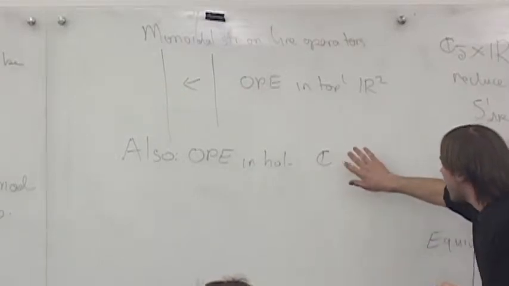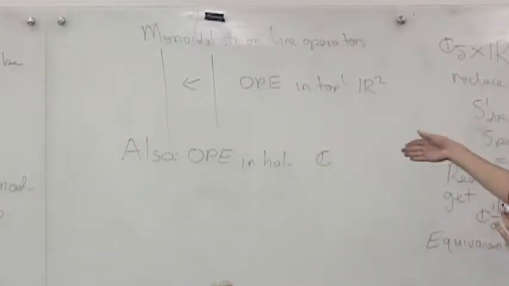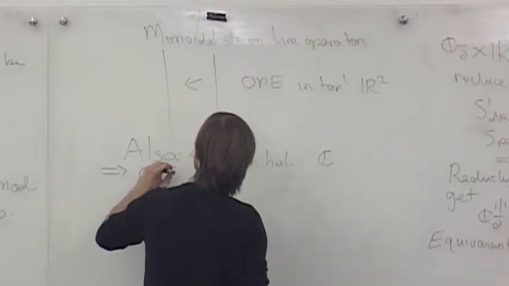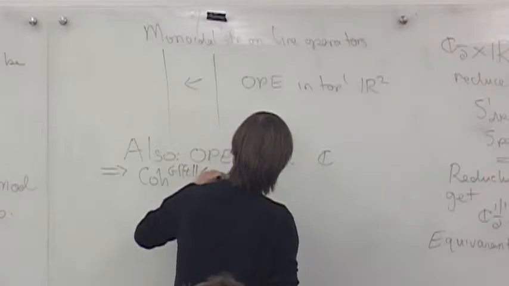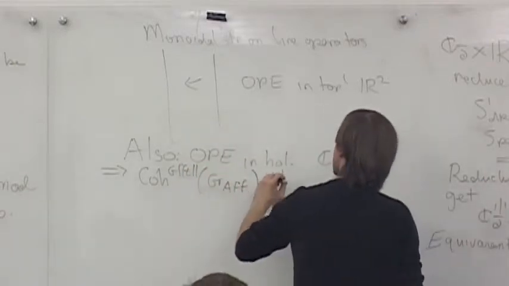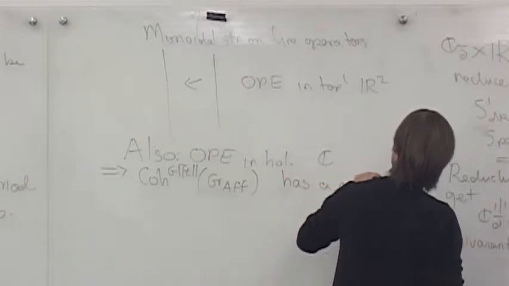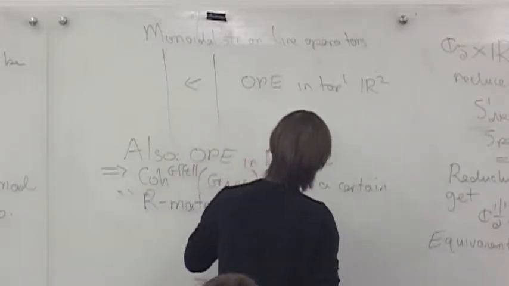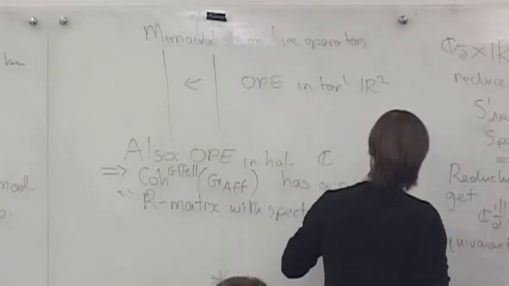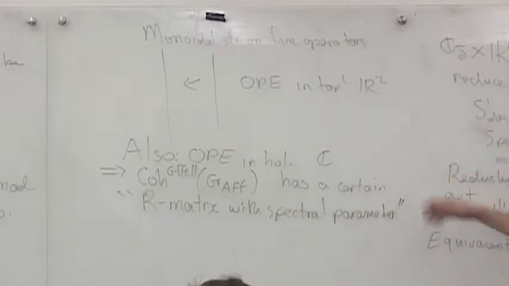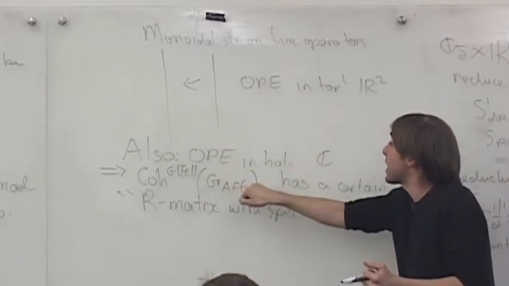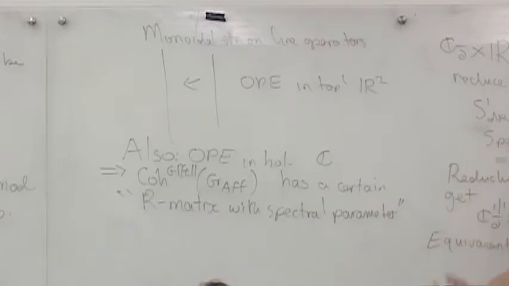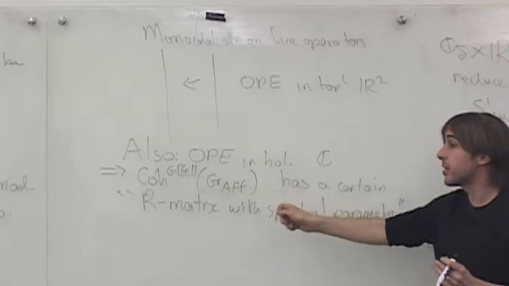So I did some work studying what structures one finds in this way. And this means that you expect that this category has a certain R-matrix with spectral parameter. Sorry, this is very cryptic. If one wants to formulate it in algebra, suppose this category was modules over a Hopf algebra. Suppose one wanted to formulate what this OPE in the complex plane is, that will be an R-matrix with spectral parameter satisfying the Yang-Baxter equation. So we expect that kind of structure to appear here.